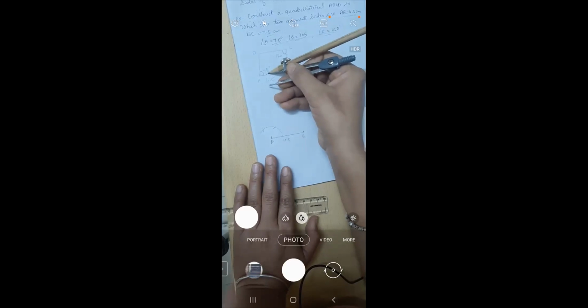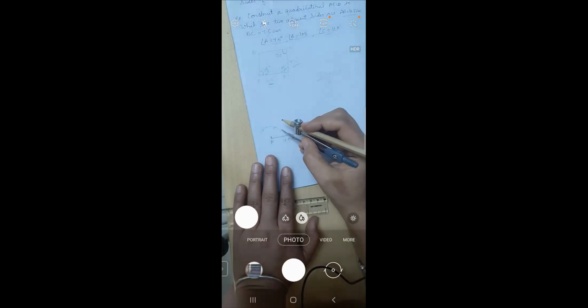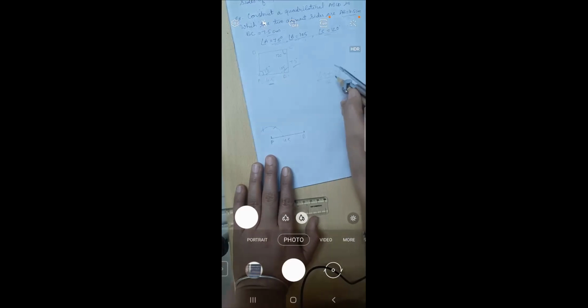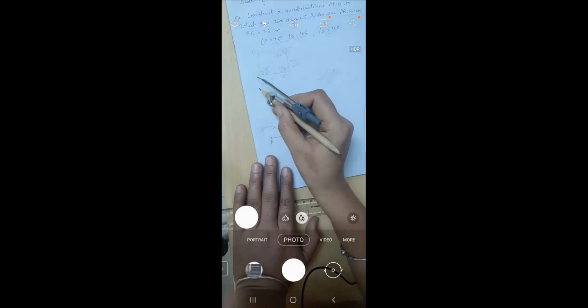Now we need 75 degree. 75 is the middle of 60 plus 120. No, it is not the middle of that. 75 is the middle of 60 and 90. So 75 will come here.